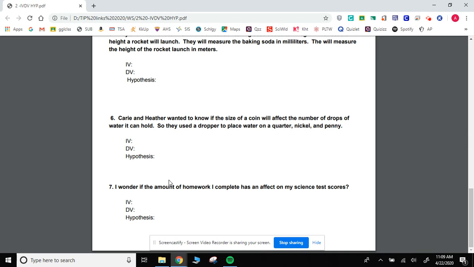Number seven, I wonder if the amount of homework I complete has an effect on my science test scores. So we think the cause is going to be the amount of homework I complete, and the effect would be the science test scores. So the independent variable is the cause, the amount of homework completed, and the dependent variable is the effect, which would be the science test scores. Our hypothesis could be if more homework is done, then science test scores will increase.